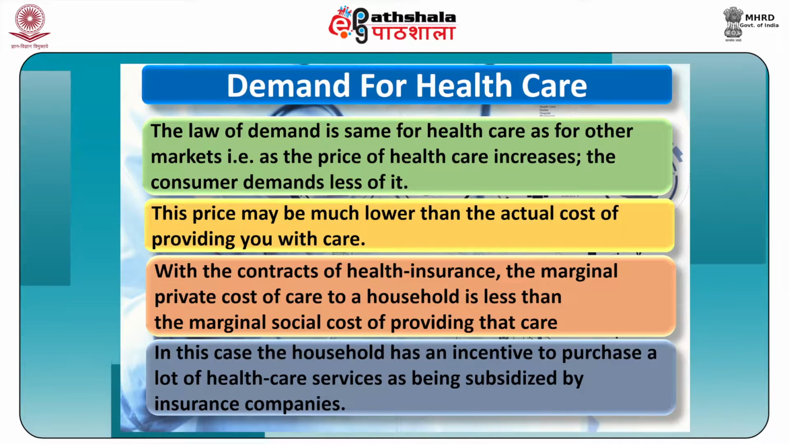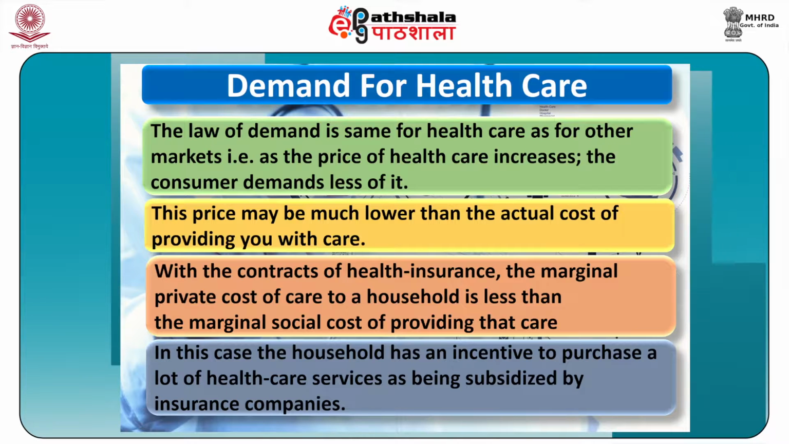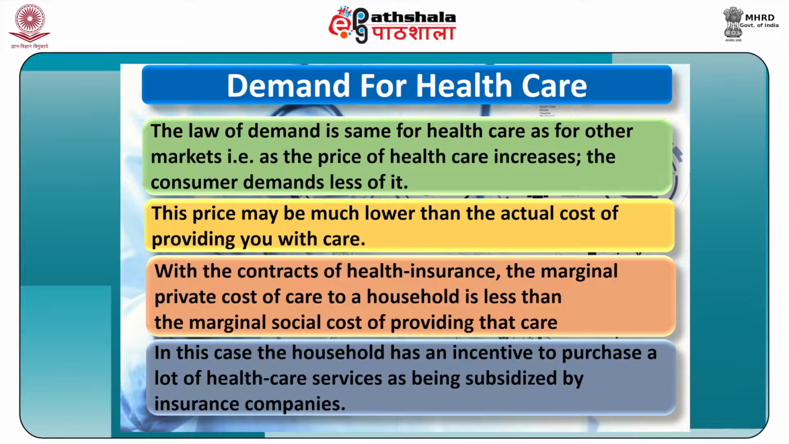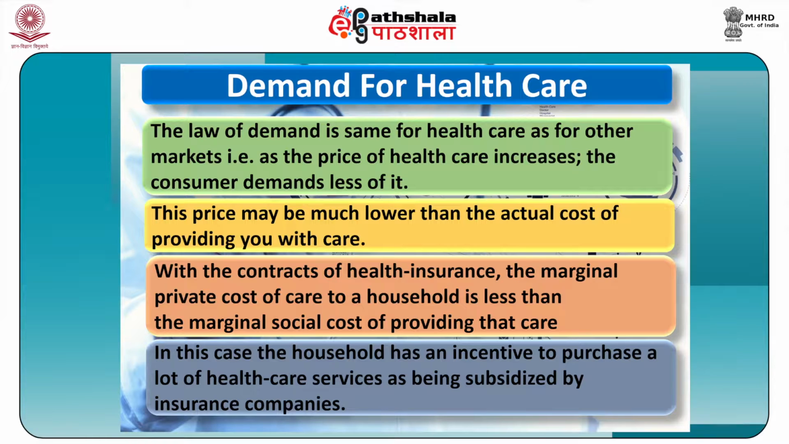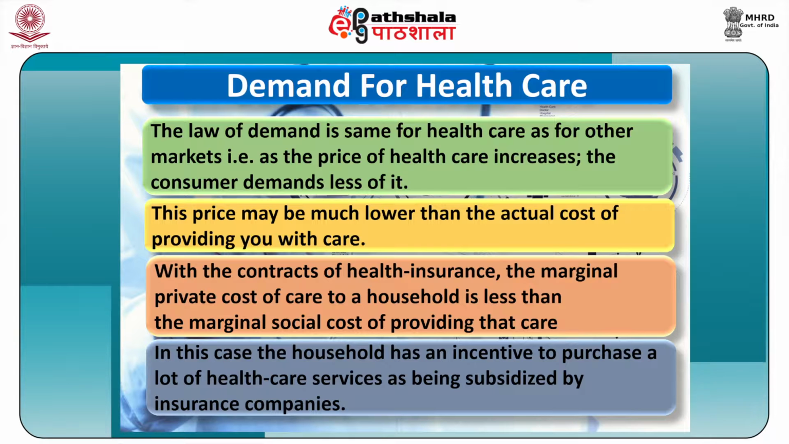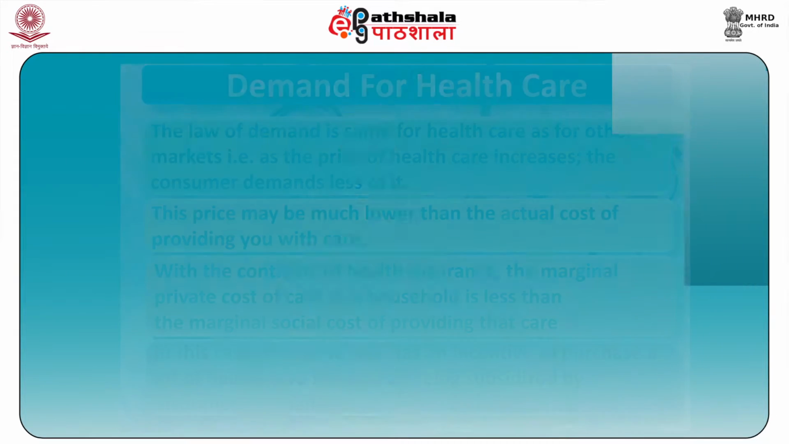With the contracts of health insurance, the marginal private cost of care to a household is less than the marginal social cost of providing that care. In this case, the household has an incentive to purchase a lot of healthcare services, as they are subsidized by insurance companies. Like many essential products, the demand for healthcare is relatively inelastic. If you are sick and require care, you will purchase healthcare services at almost any price. Though the ability to buy healthcare is a function of the income of the consumer, the person in need of medical care may drop spending on other commodities.